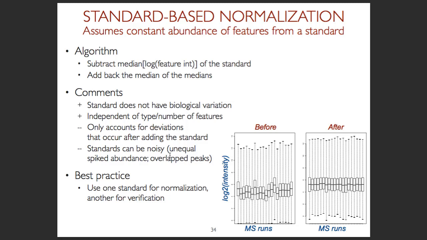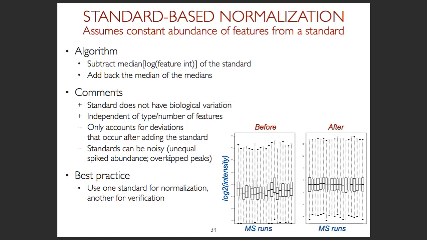So in our experience, a reasonable practice would be to use multiple standards, try to find them in a way that they overlap as little as possible with the endogenous peaks in the mixture, but not use all of them for normalization, but use a subset and use the remaining standards essentially as a validation. So if the standards which were not used for normalization improved the stability across the runs, it means that normalization was helpful. If by normalizing, the second set of standards became more noisy, it's an indication that actually our normalization introduced more noise than helped.